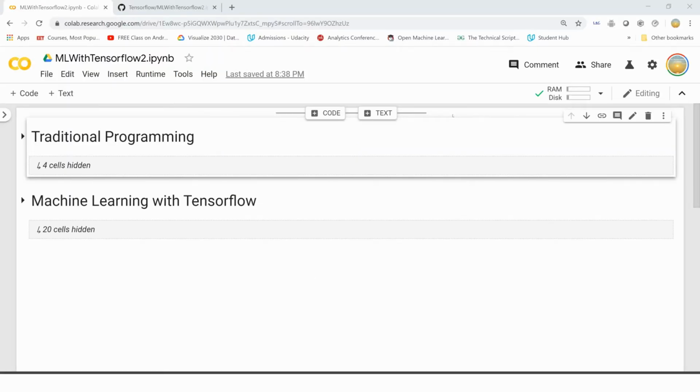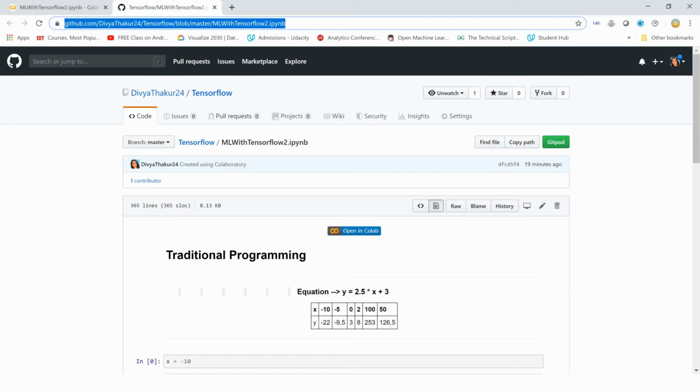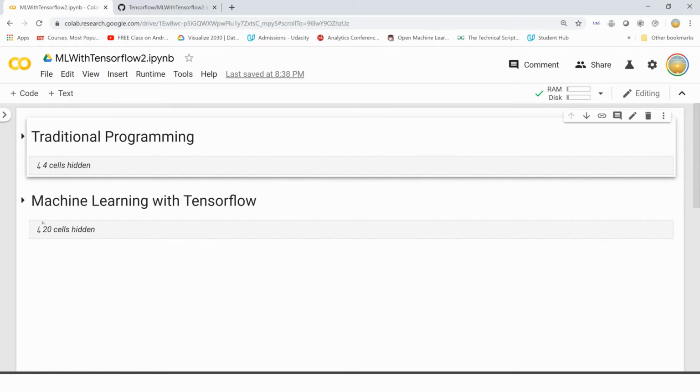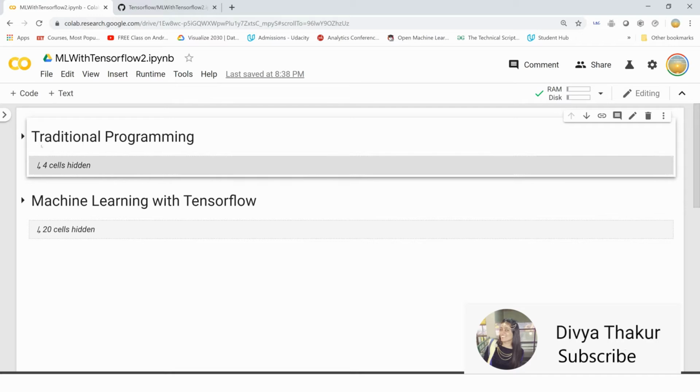Over here in this Python notebook that I've stored on Google Colab and also uploaded on my GitHub account, the link of which I have given in the description, so do check it out. In this Colab, I have used two approaches, the first one being the traditional programming approach and the second one being the machine learning approach with TensorFlow.